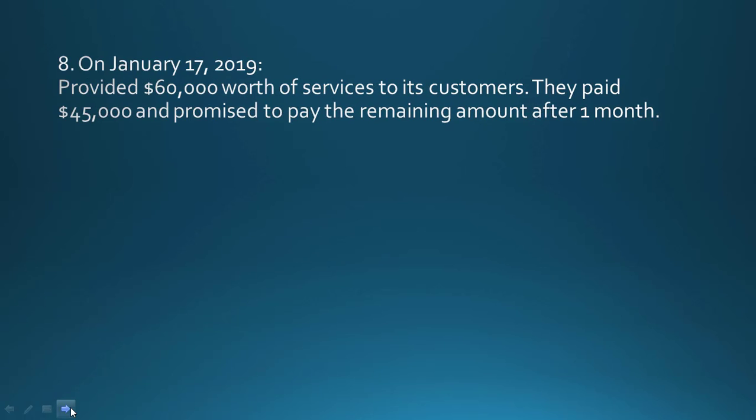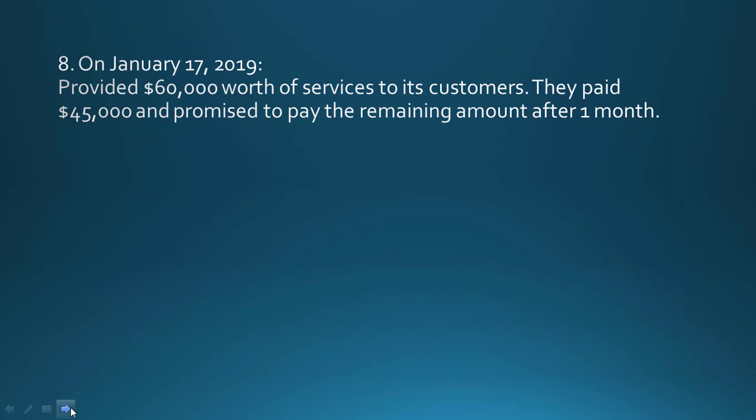On January 17, 2019, provided 60,000 worth of services to its customers. They paid 45,000 and promised to pay the remaining amount after 1 month. So you actually provided services to one of your customers. The value of the service is 60,000, but you have received $45,000 now and the customer promised that after 1 month he will pay you back. So what should be the journal entry?